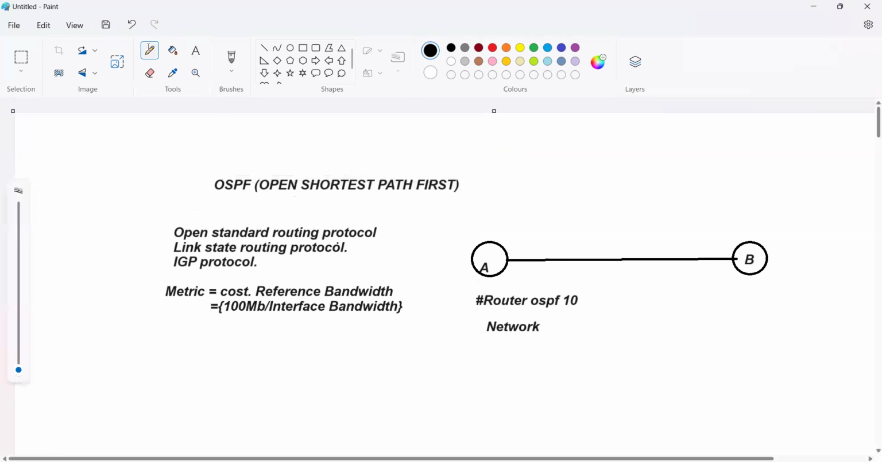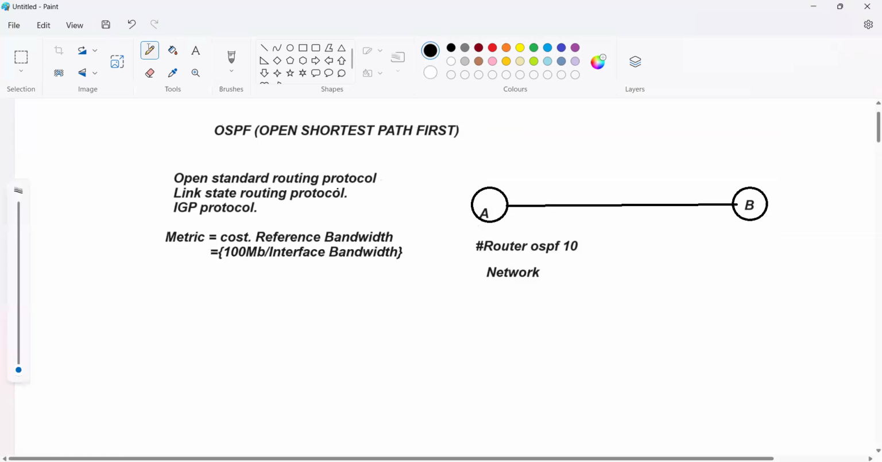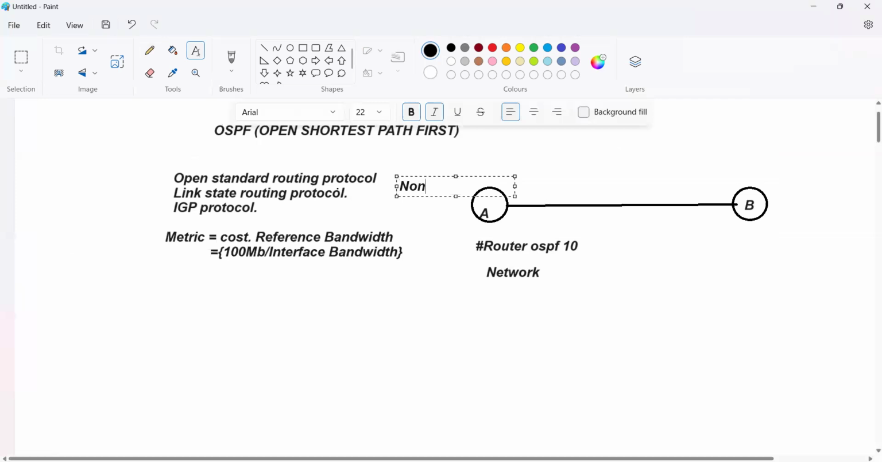OSPF stands for Open Shortest Path First, and it's an open standard protocol. It means we'll use it in Cisco devices and non-Cisco devices also. It's not a Cisco proprietary protocol. And it's a link state routing protocol. In link state routing protocols, we have IS-IS and OSPF, two routing protocols.